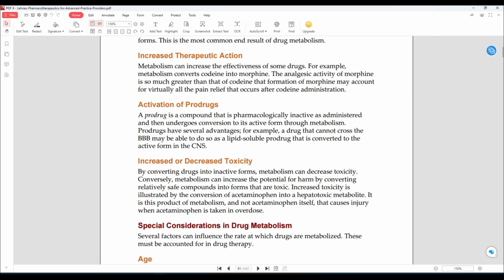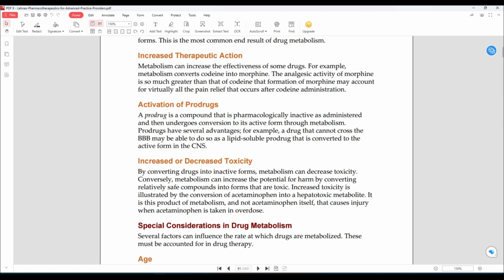Increased or decreased toxicity. By converting drugs into inactive forms, metabolism can decrease toxicity. Conversely, metabolism can increase the potential for harm by converting relatively safe compounds into forms that are toxic. Increased toxicity is illustrated by the conversion of acetaminophen into a hepatotoxic metabolite. It is this product of metabolism and not acetaminophen itself that causes injury when acetaminophen is taken in overdose.